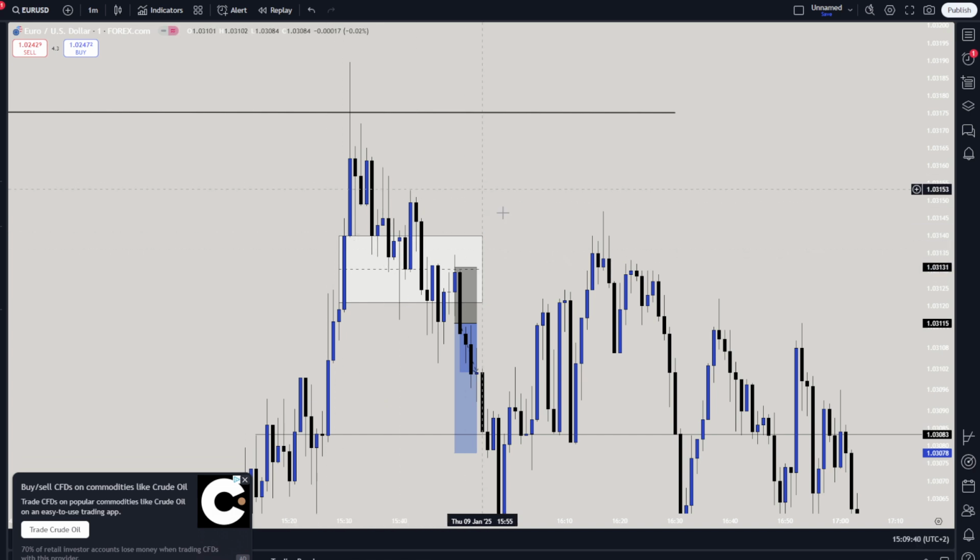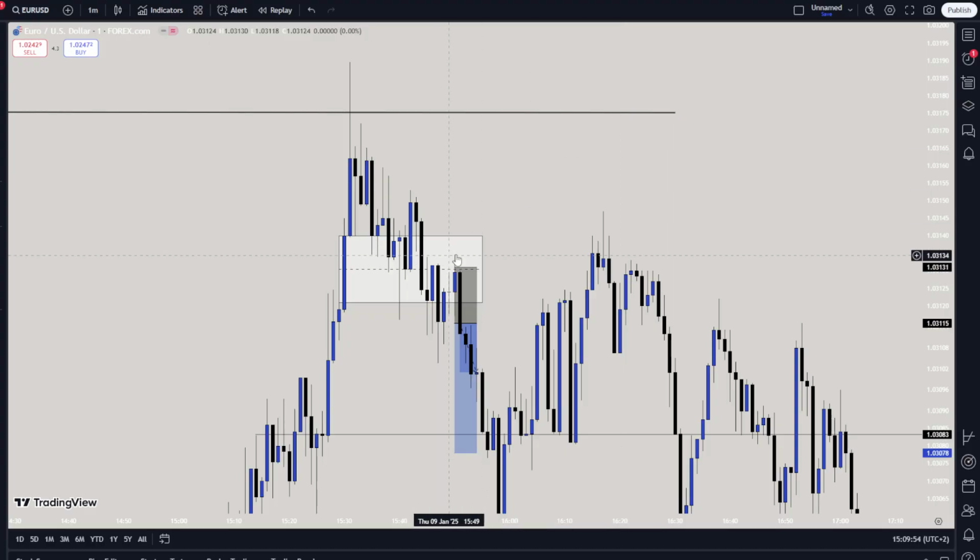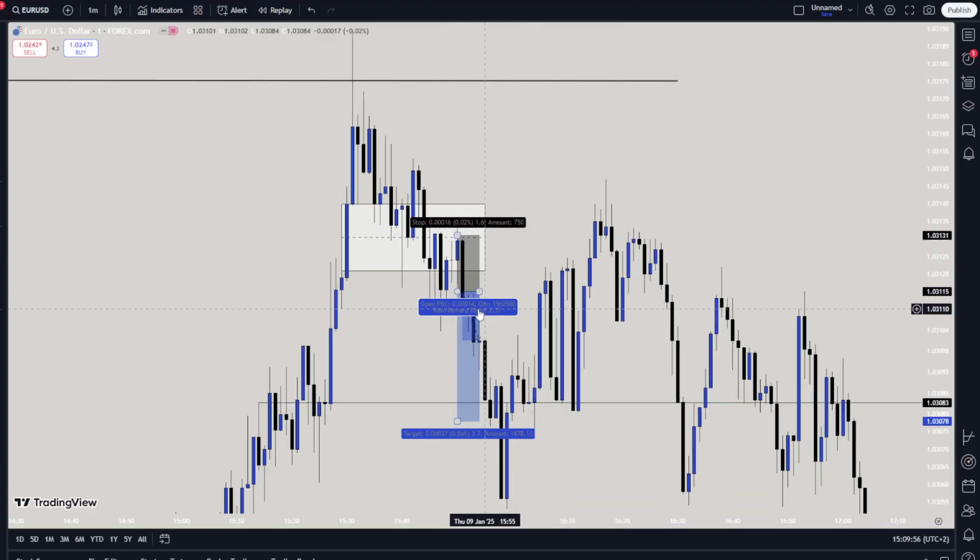But yeah, I had originally this inverse fair value gap marked. It got disrespected over here, so it turned into an inverse fair value gap instead of a normal bullish fair value gap. We tapped in back over here, and then we saw a good reaction. I entered over here.